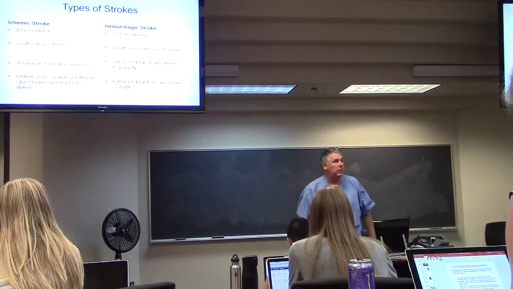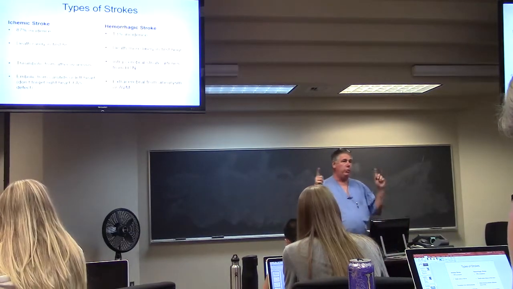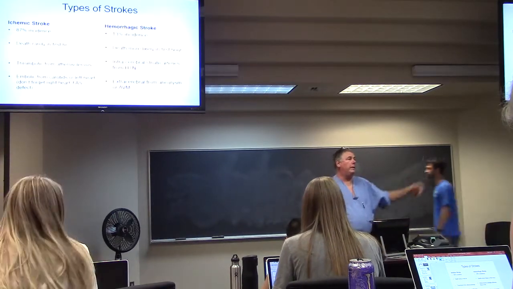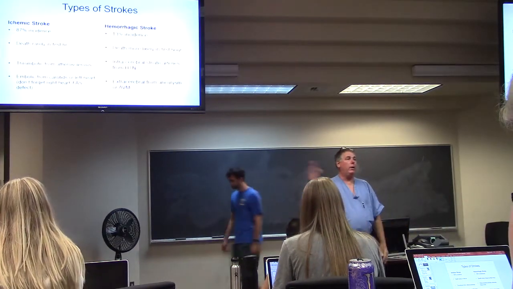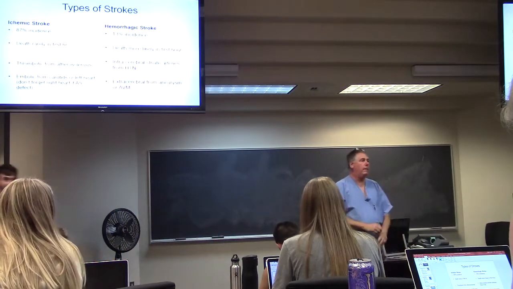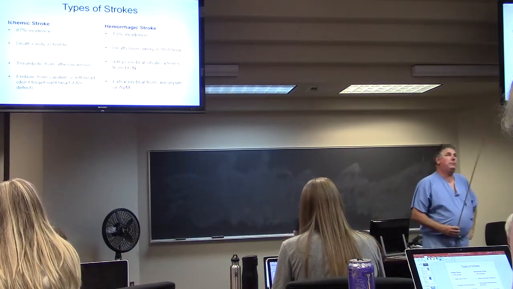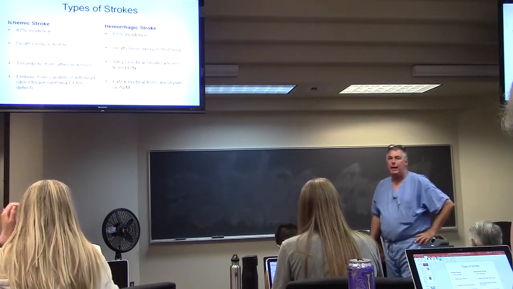There are types of strokes that you can place in two different categories. One is an ischemic stroke, and one is a hemorrhagic stroke. There are two types of ischemic strokes: thrombotic and embolic.